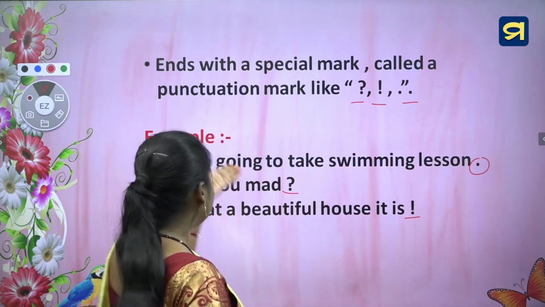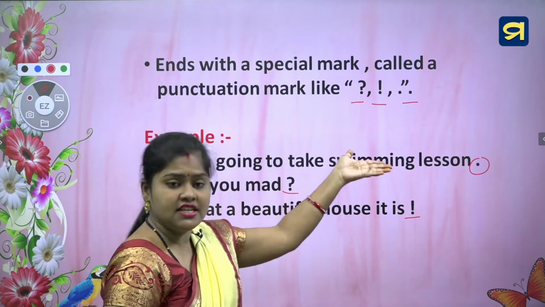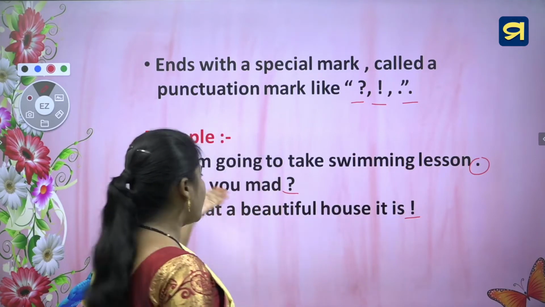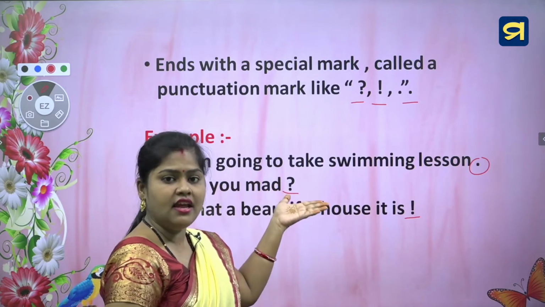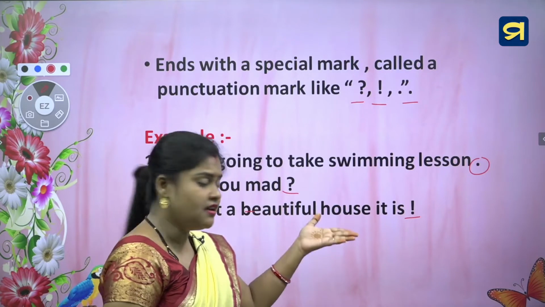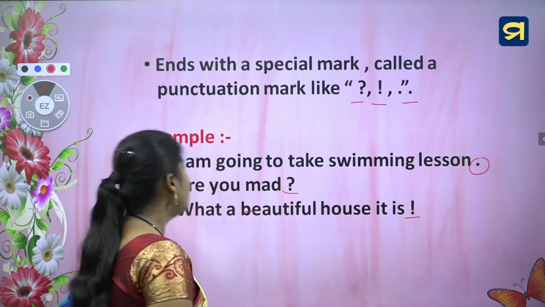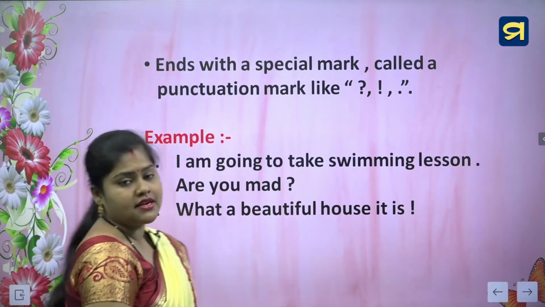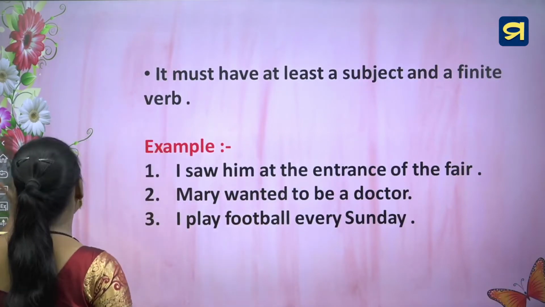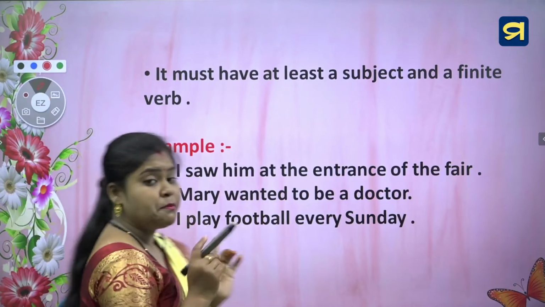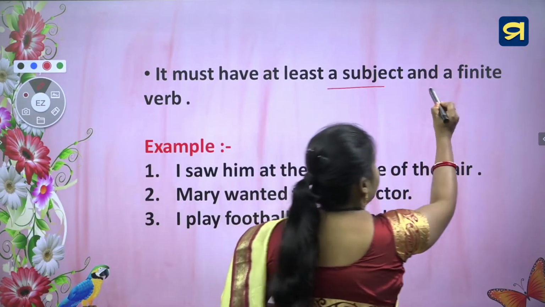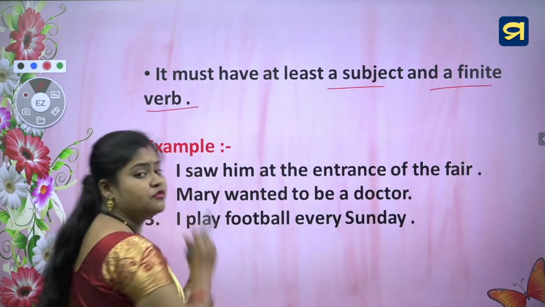Why do these punctuation marks differ? Do you know? Because I am going to take swimming lesson. It is a declarative sentence. That's why full stop is put. Next, are you mad? Question mark, because it is an interrogative sentence. What a beautiful house it is! It is an exclamatory sentence. That's why the punctuation marks differ. Okay. Next key point of a sentence is it must have at least a subject and a finite verb.